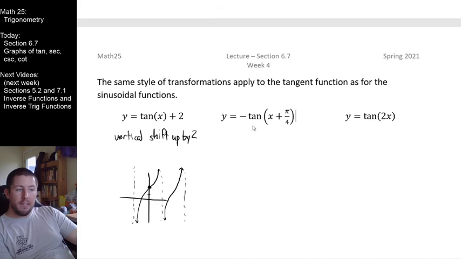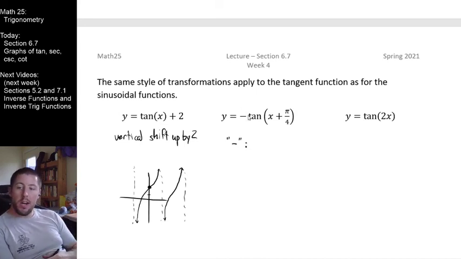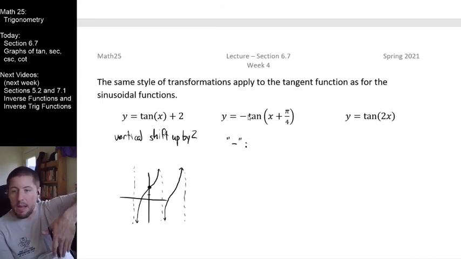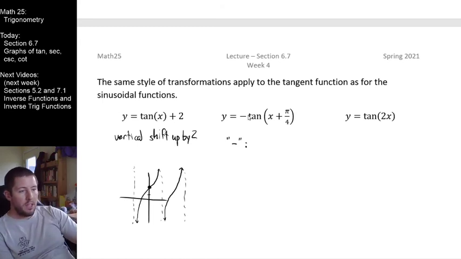Y equals negative tangent of x plus pi fourths. Well, there's two things that I see that we're adjusting. What does the negative do, and what does the plus pi fourths do? Well, this negative is outside of the tangent function, so I know it's affecting our outputs, which are our y values. So this should be a vertical adjustment. This is going to say, take all of your outputs that were positive and make them negative, and take all your outputs that were negative, and since they're being multiplied by a negative, they're now positive. So this should be a vertical reflection.